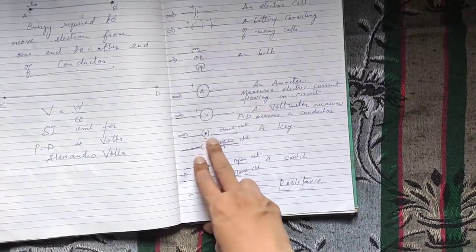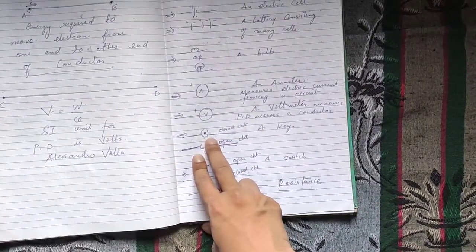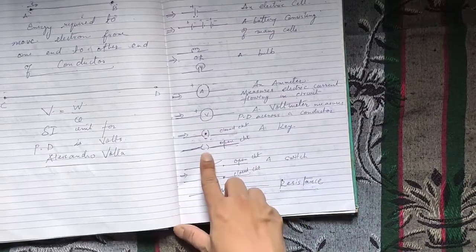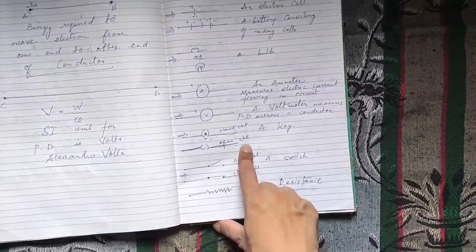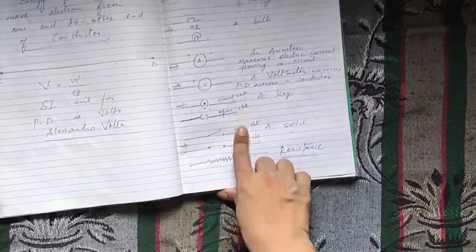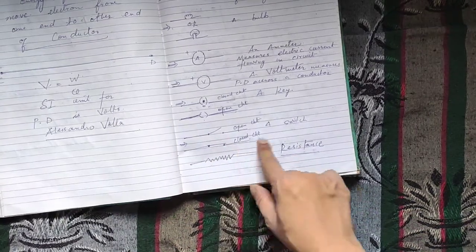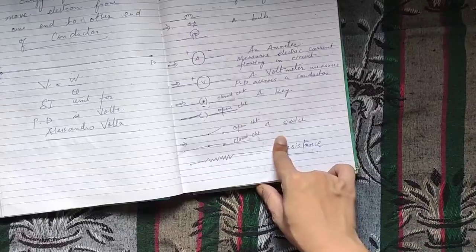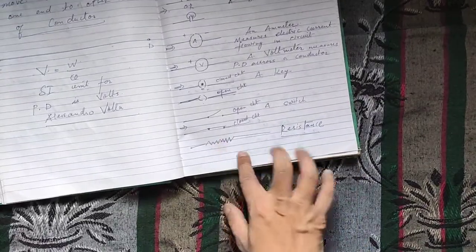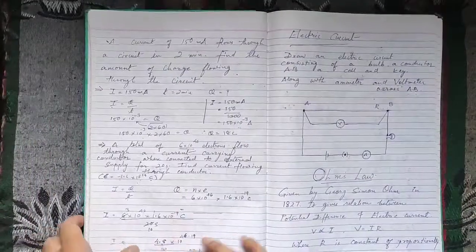A key: this is the closed state in which the current starts flowing. If you remove this key, then it becomes the blank option, which is the open circuit. Then the current does not flow. In the same way, this is the open circuit, this is the closed circuit. This is the symbol for a switch, and this is the symbol for a resistance.